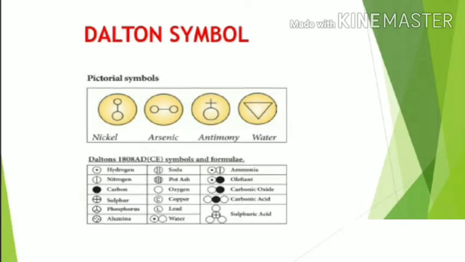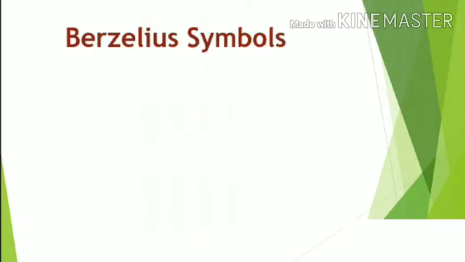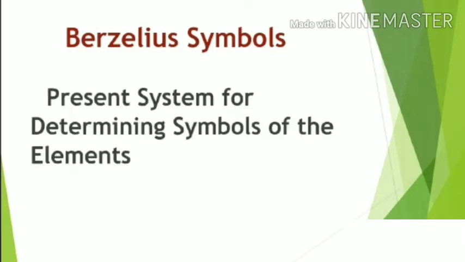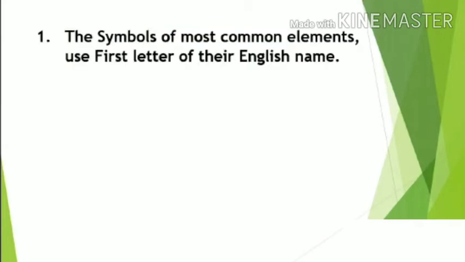And the next symbolic representation of elements is the Berzelius symbols. This is by John Jacob Berzelius. He used alphabet letters to represent the symbol of an element, and this is the accepted one, the present system of determining the symbol of elements also. Now let's see the rules followed by this Berzelius system.